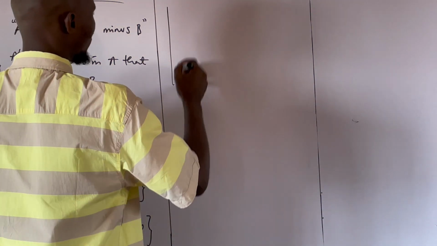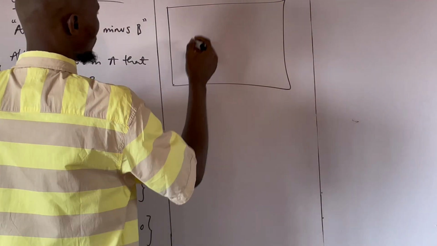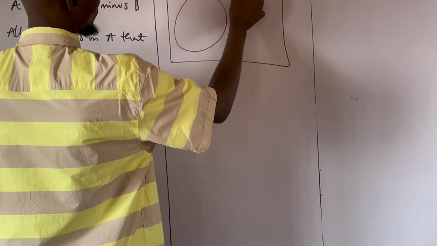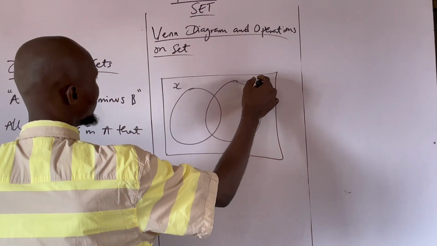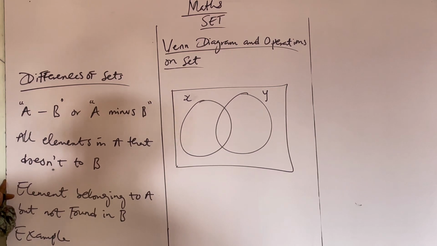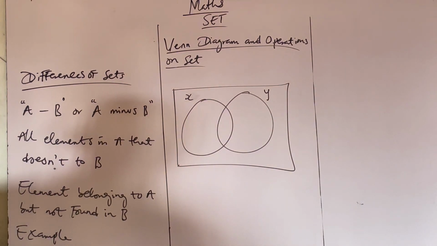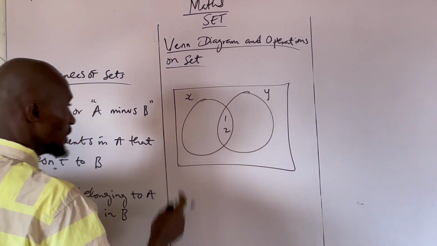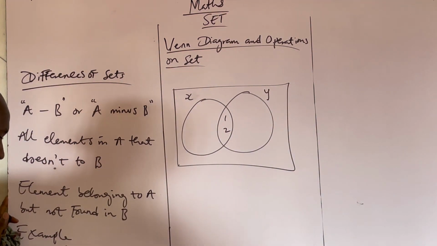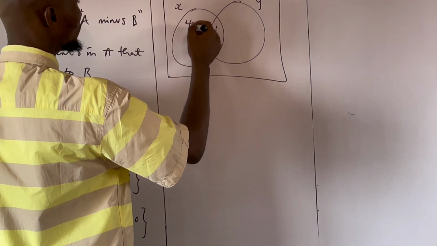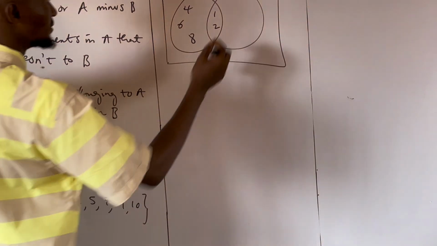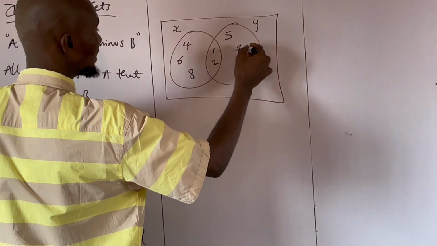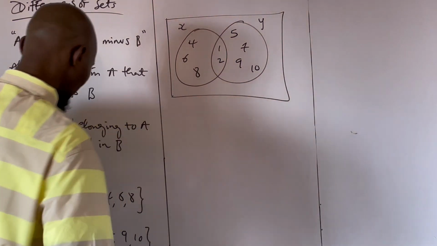In the Venn diagram now, here is A, here is X, and here is Y, right? So now in X, we have 1, 2 here. We're going to write 1, 2. But in X now, we have 4, 6, 8. Is that correct? 4, 6, 8. In our Y, we have 5, 7, 9, 10.